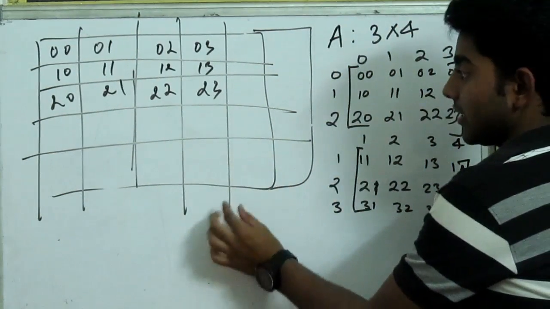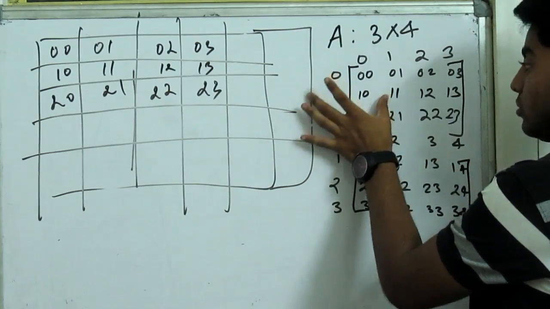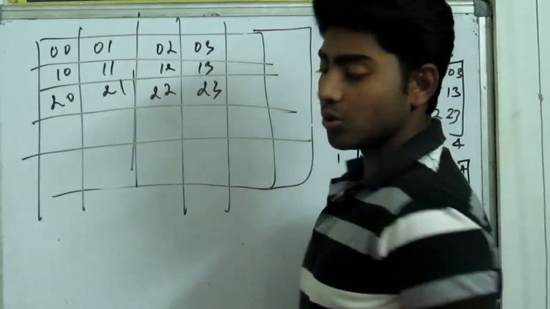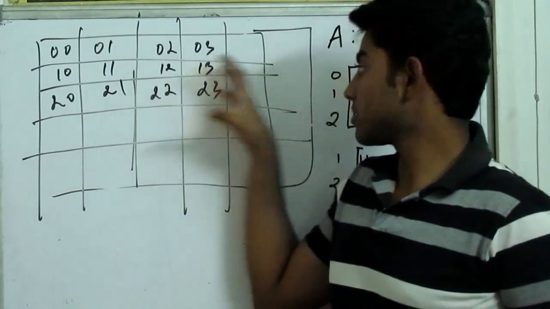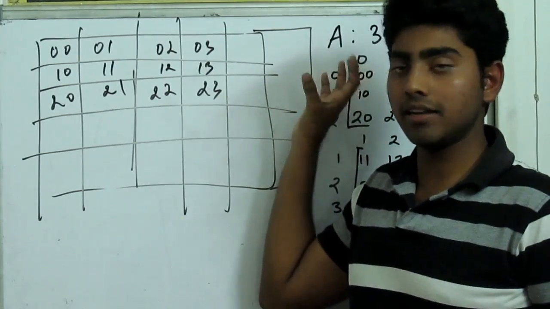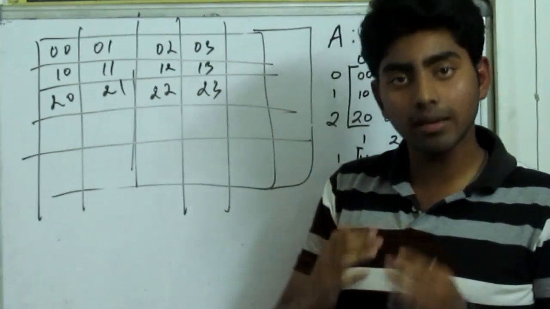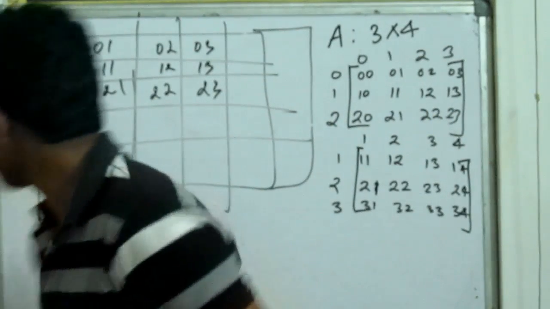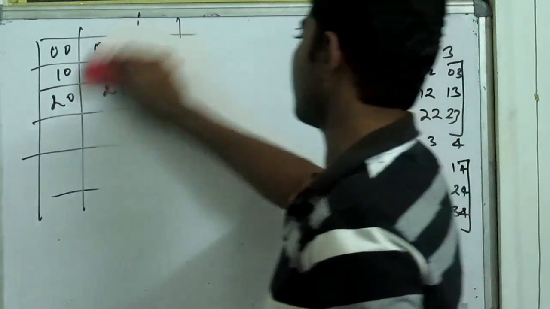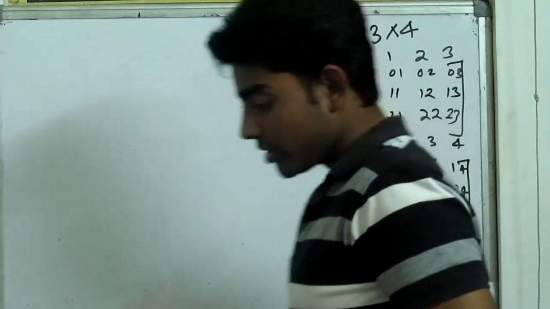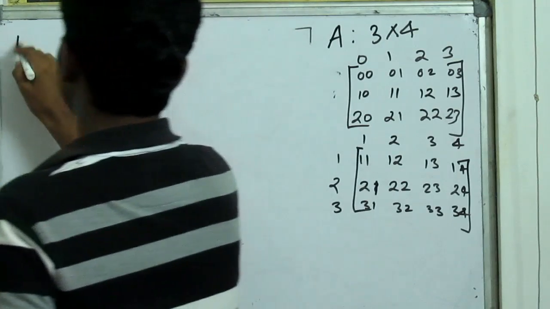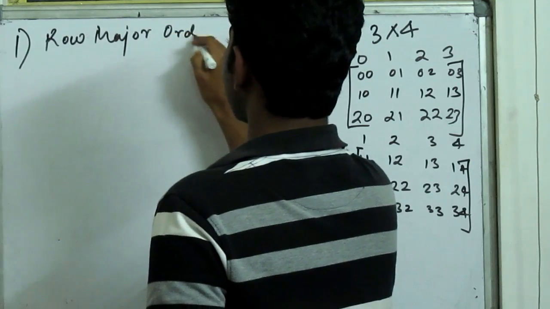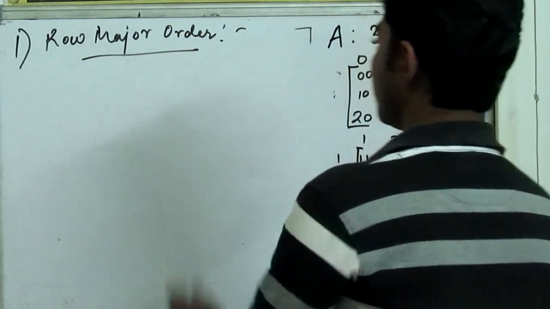So our main intention here is how we can map this entire two-dimensional array into the memory. The answer is that the entire two-dimensional array is mapped as a one-dimensional array inside our memory. How it is done, now we shall see. There are basically two ways we can do it: one is row major order and the other one is column major order. We shall see how row major order works first.